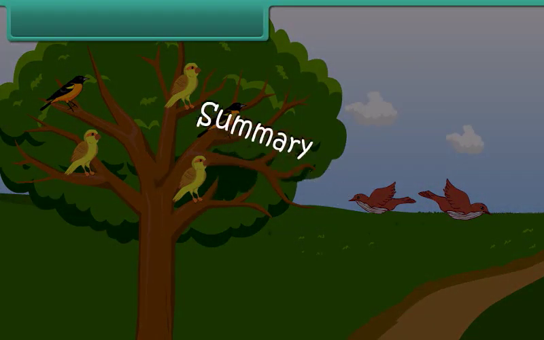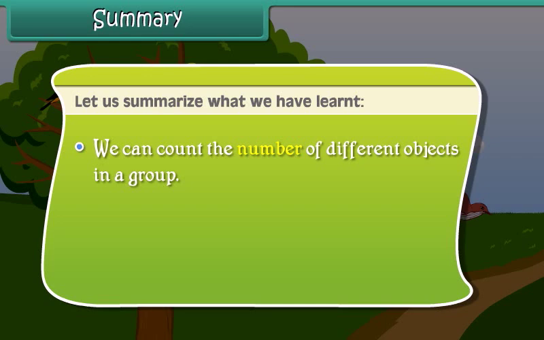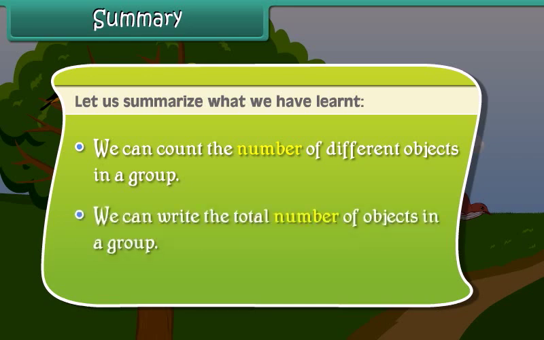Summary. Let us summarize what we have learned. We can count the number of different objects in a group. We can write the total number of objects in a group.